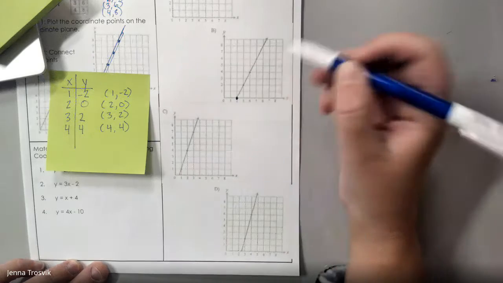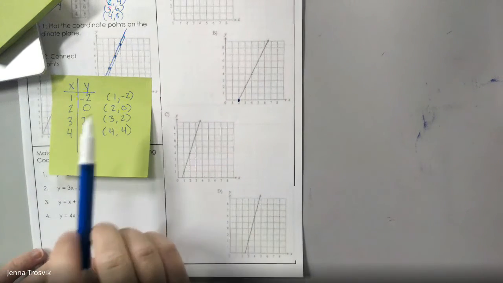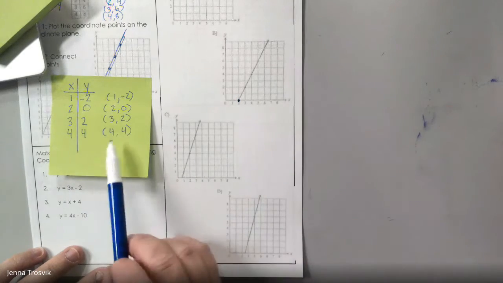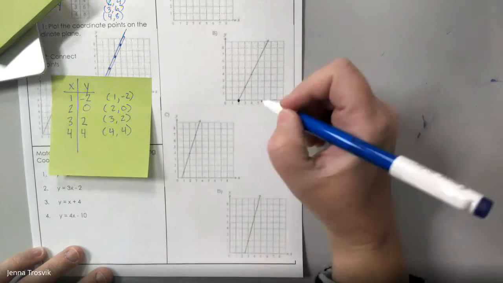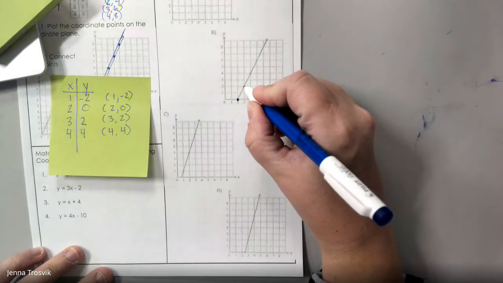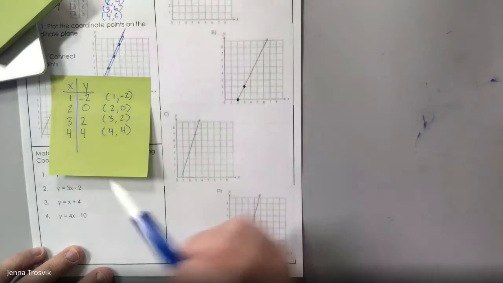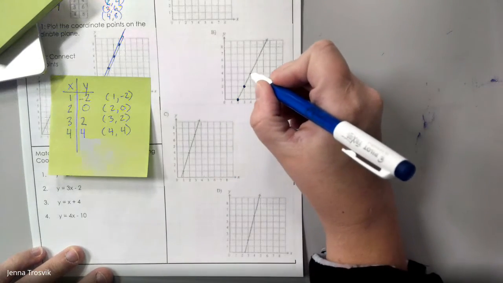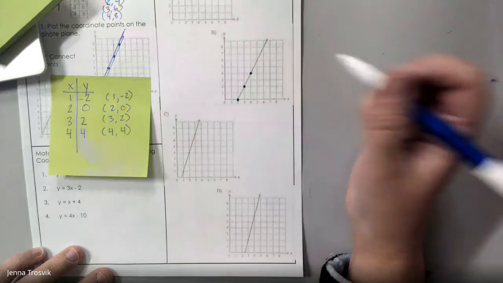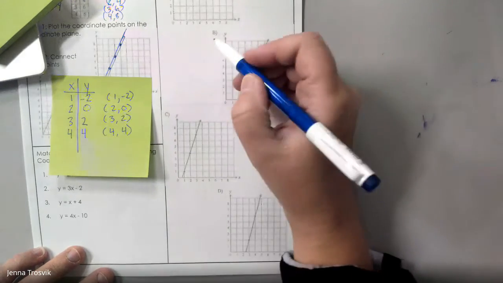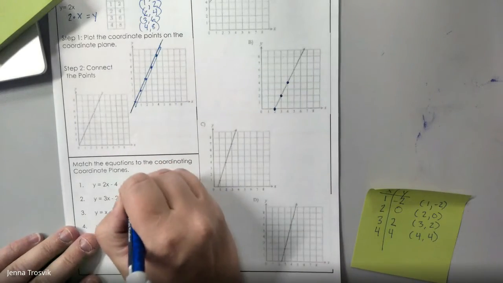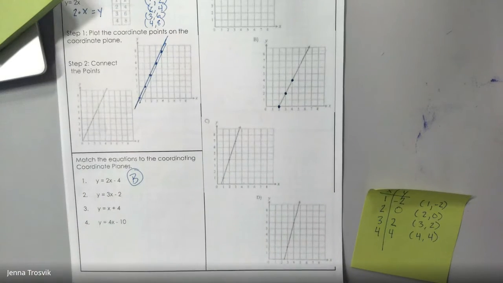Here's my first dot. To make sure I didn't make mistakes, I'm going to check my other 2 plot points that should fall on this line. Over 3 up 2, oh, that dot does intersect my line. And my next one, over 4 up 4, that dot does intersect my line. So this is the correct graph for number 1. So I'm going to take B and put B next to number 1. That is my first answer.